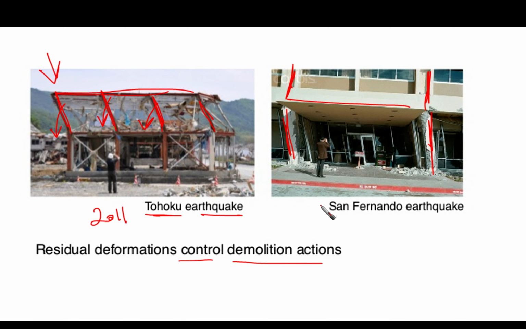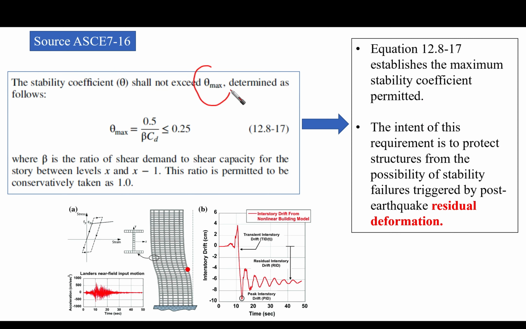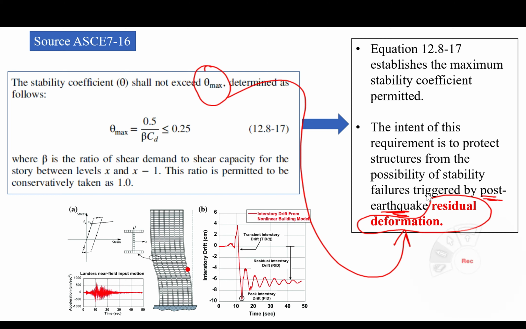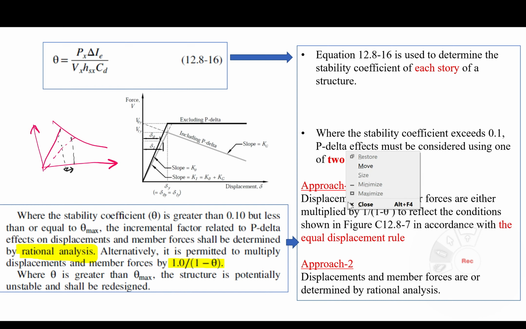Okay, so now we can understand why we put the maximum, theta maximum. It is directly related to the potential of residual drift that is going to exist after earthquakes, and this would trigger what we call stability failures. Okay, now let's go to the next slide, and I hope that after that we have a good general idea about the P-delta.